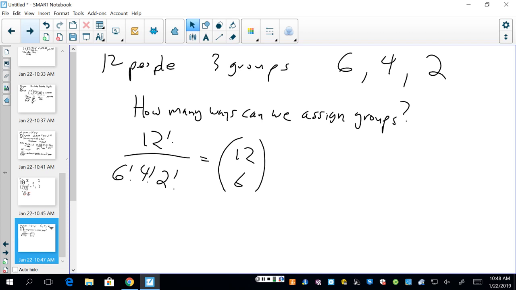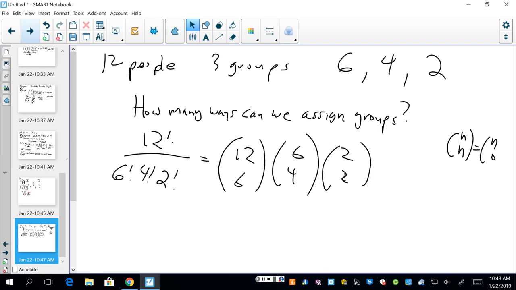How many people are left over for this next group? There's 6 left over. Right? And to make the second group, we need 4. Then there's 2 people left over, and we need 2. So 2 choose 2. In general, n choose n, or n choose 0. These things are all defined, are all 1. The way of picking n people out of n, there's only one way of picking that.